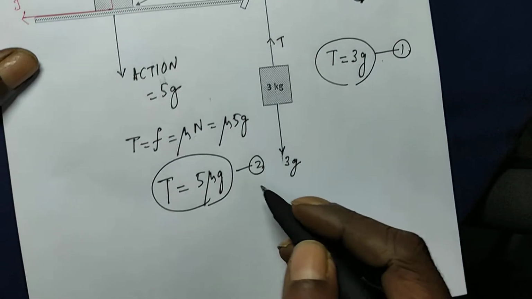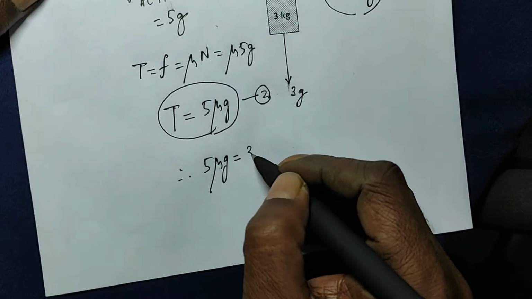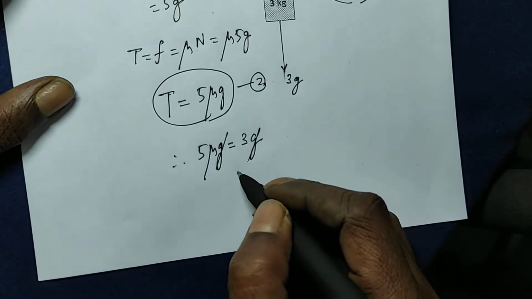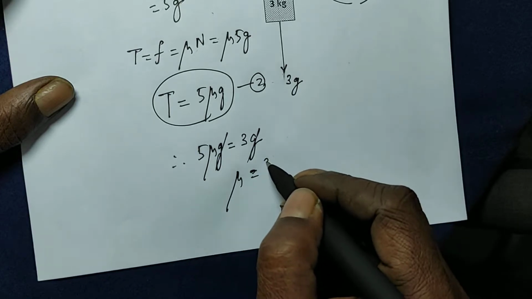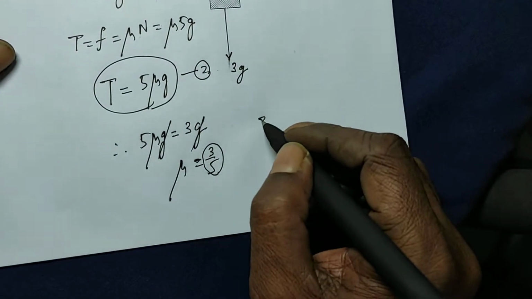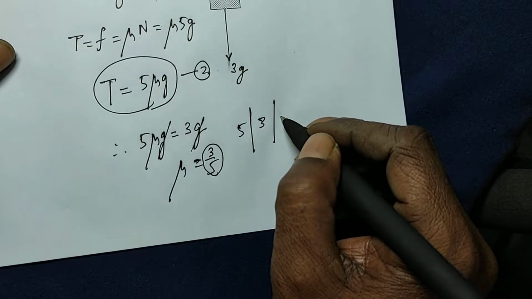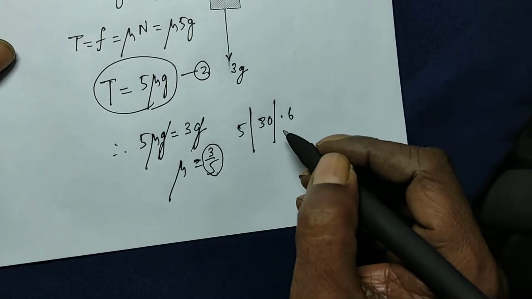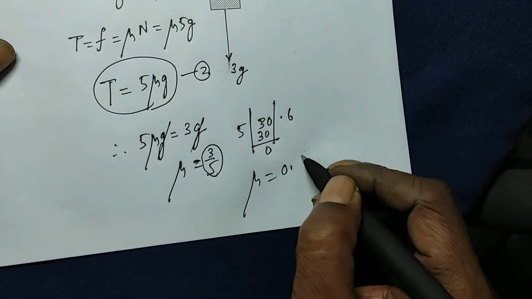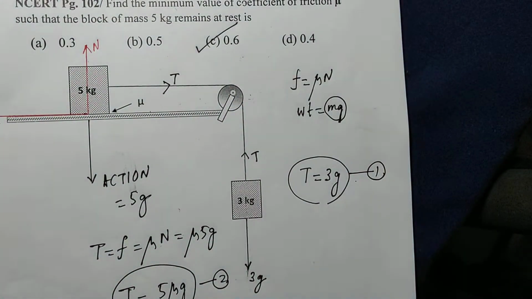So 5 times mu G is equal to 3G. G is multiplied on both sides, so G cancels. So mu is equal to 3 over 5. If you divide 3 by 5, put a decimal point here, so this becomes 30. 5 sixes are 30, remainder is 0. So mu is equal to 0.6. So that is your answer.